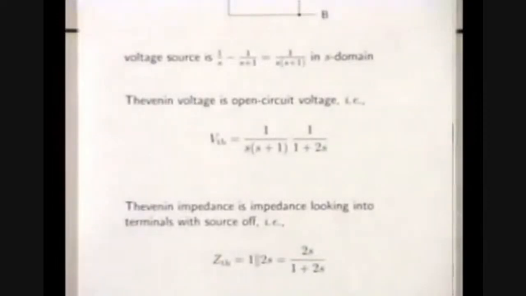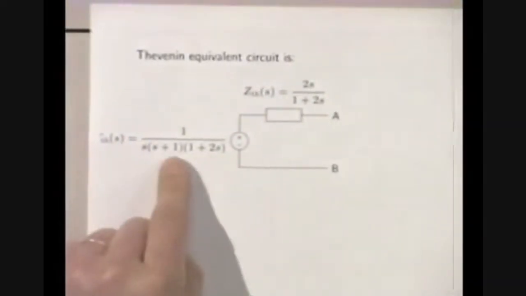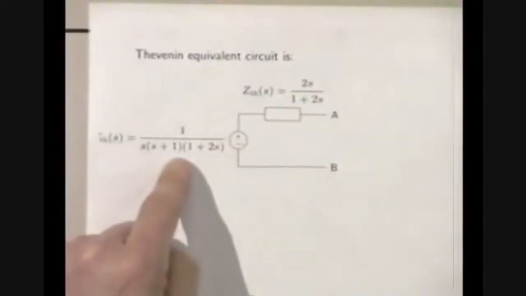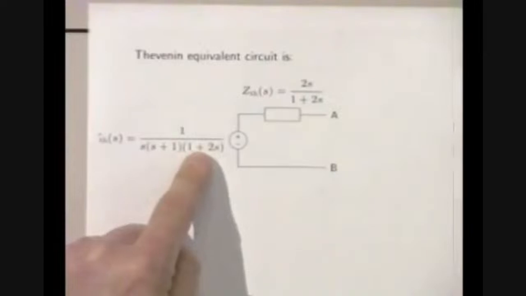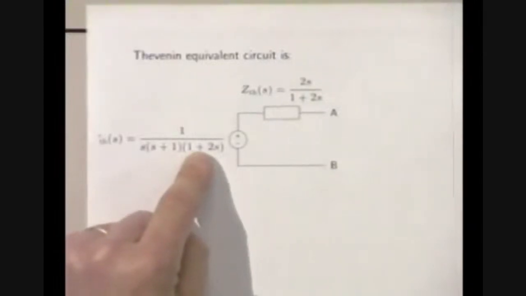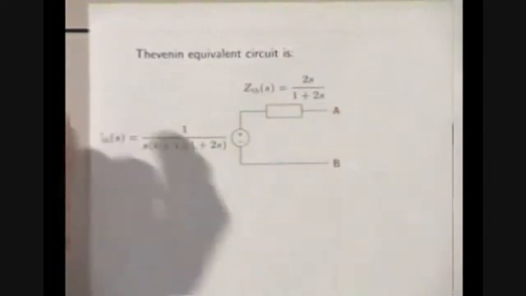Okay, so everything works the same. I won't go into the details because it's basically just 101 material. But you end up with something that looks like this. It's a new voltage. It's not the same as the old voltage. We could take the inverse Laplace transform if we like. It's got a constant, it's got an e to the minus t term, and it's got an e to the minus t over 2 term. Okay? Then it goes through a single impedance, which is 2s over 1 plus 2s. Okay? And that's just sort of the way that works. Is there a question?